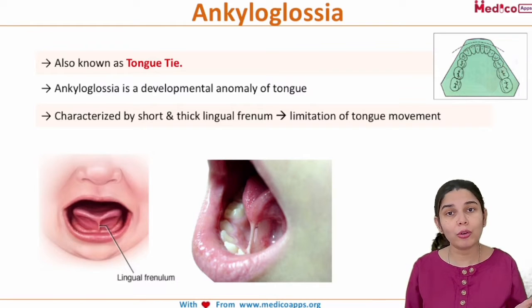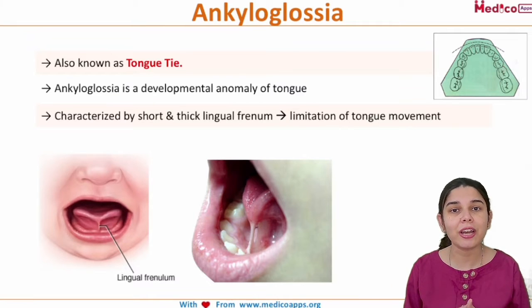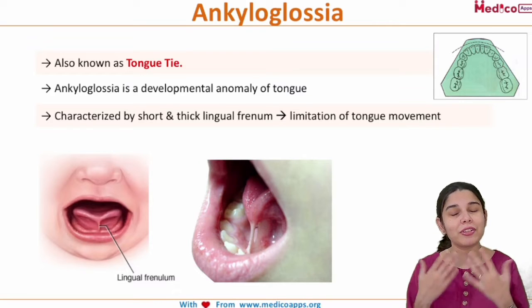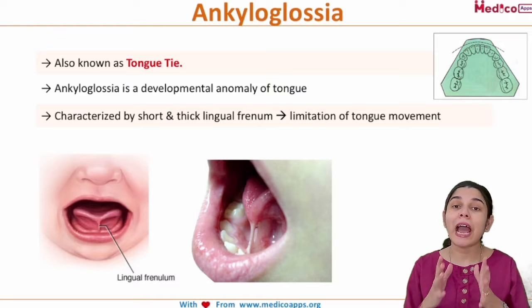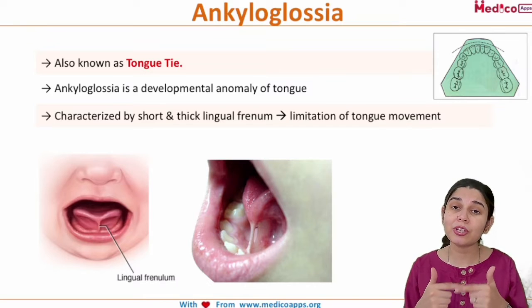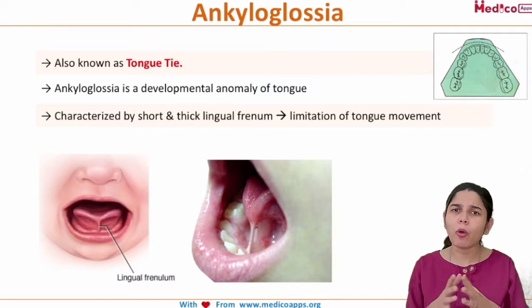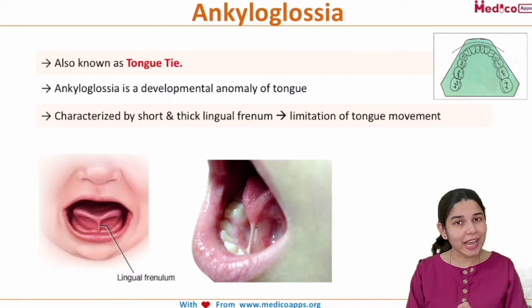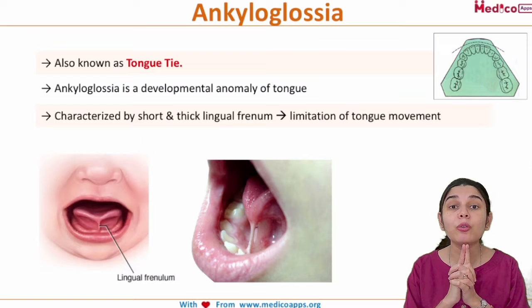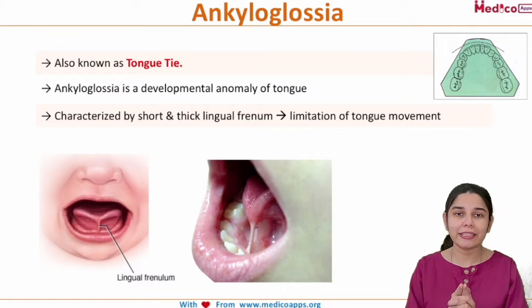Tongue, you all know, is our tongue which is present in our oral cavity. That is the organ which is one of the most important organs of our body. And tie means something which is tied to something. Now, what is tied in this condition? So let's start. What exactly is ankyloglossia and how will you define it in your examination?